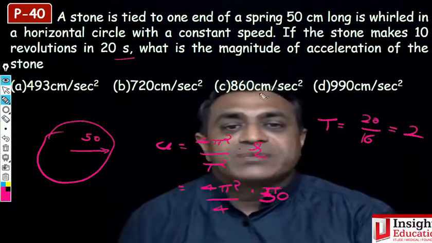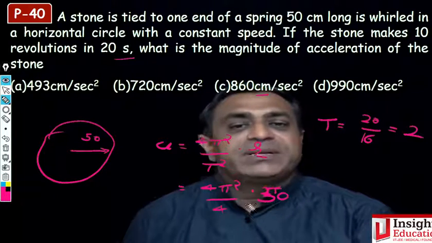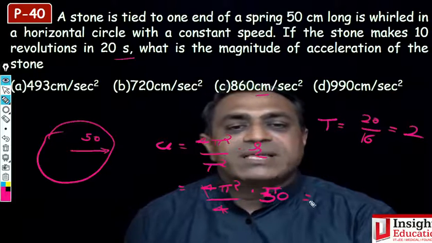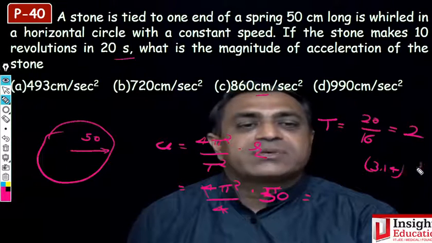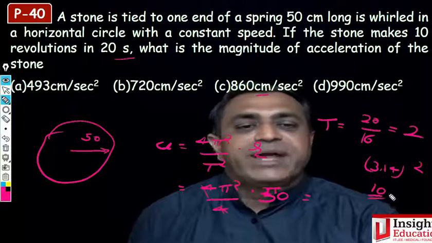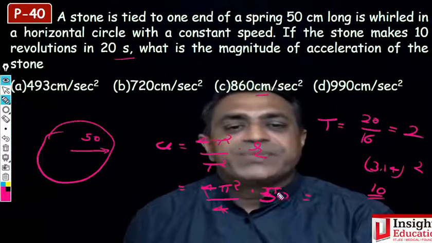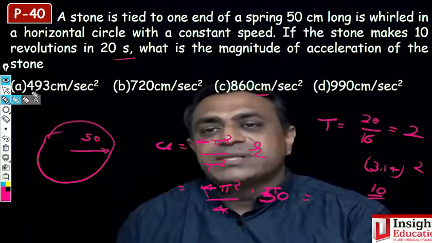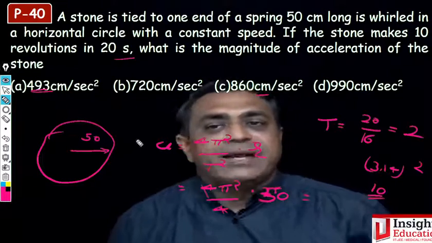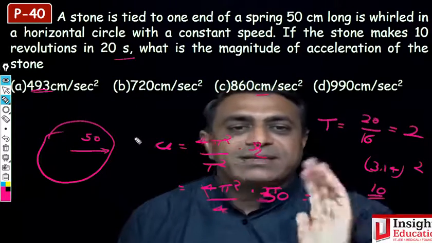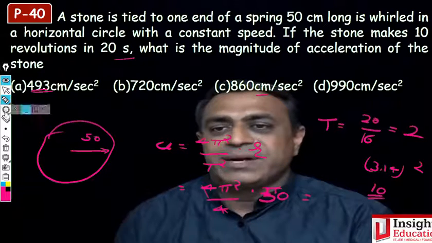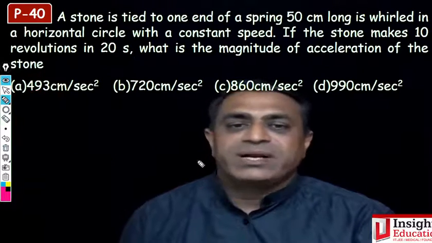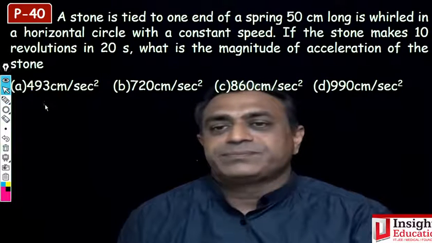So 4 pi square divided by 4, into 50. We want the answer in centimeters, so keep it as it is. Now 4 cancels. So pi square, it means 3.14 whole square, approximately around 10. So 10 into 50 is 500. The answer should be 493, it should be less than that. So 493 instead of 500. Clear? So you can take approximation.